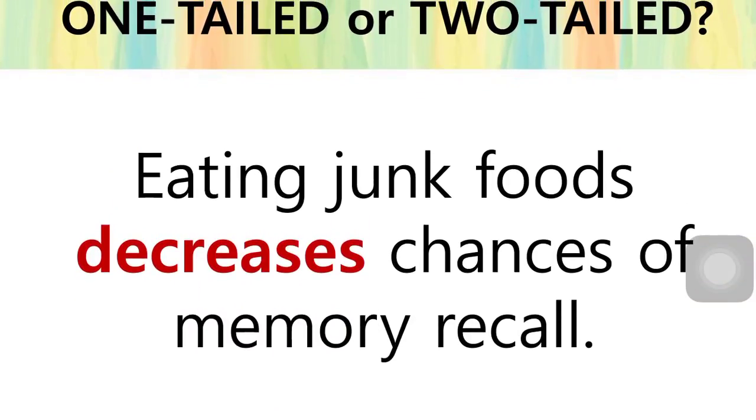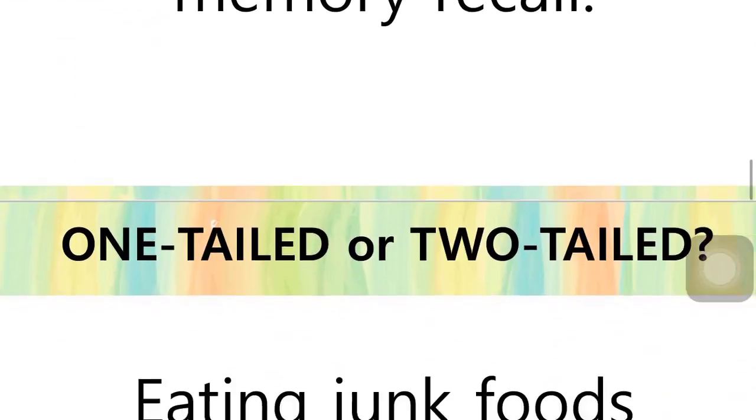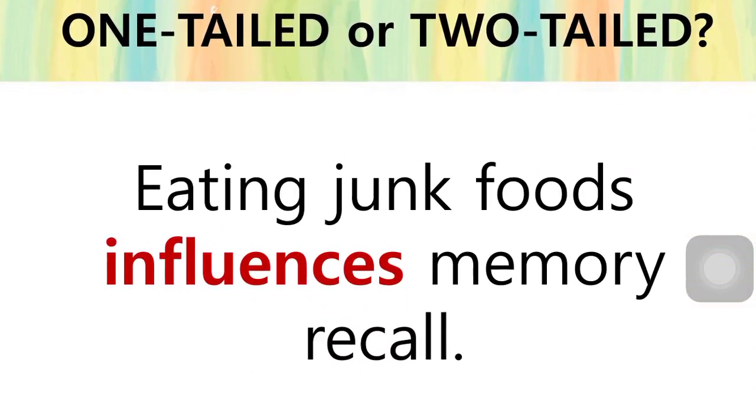Another one. Eating junk foods decreases chances of memory recall. The verb is decreases. It is directional. So it is under the one-tailed, left-tailed. Another problem. Eating junk foods influences memory recall. It's non-directional, so it is a two-tailed alternative hypothesis.